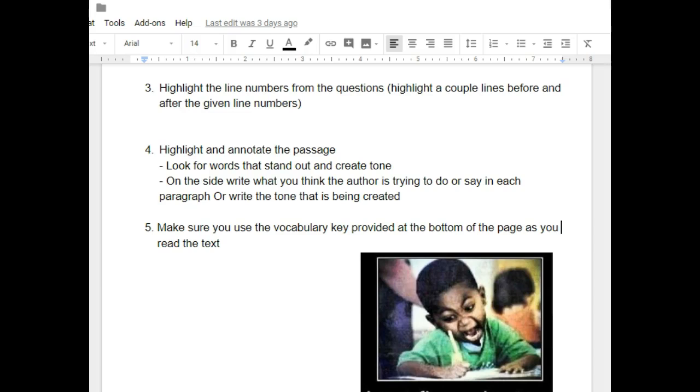What's the author trying to tell the reader in that section? And then if you highlight words that stand out and create tone, that will help you as you move along. So I'll show you how to do that in a second. And the last one is make sure that you use the vocabulary key.